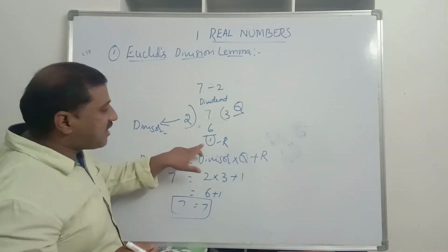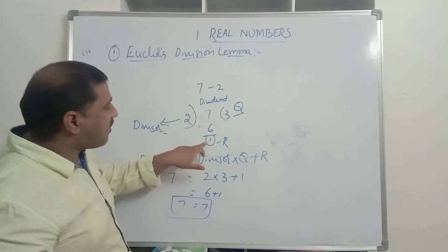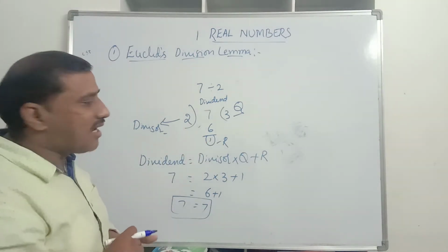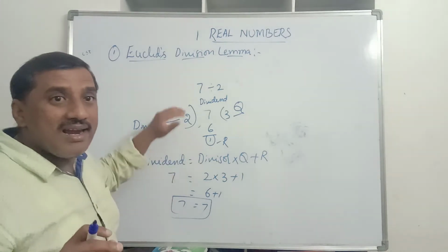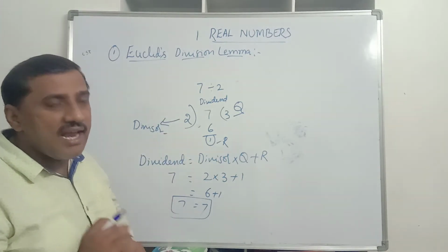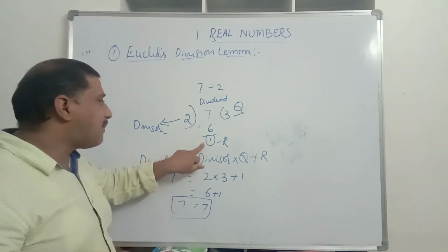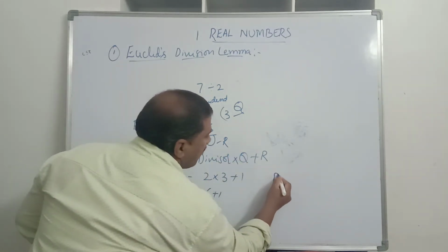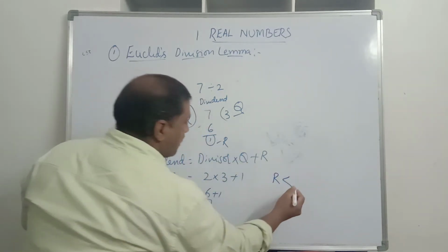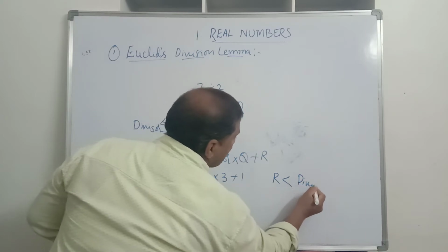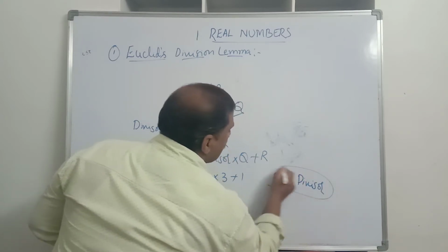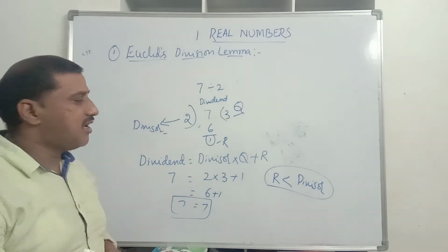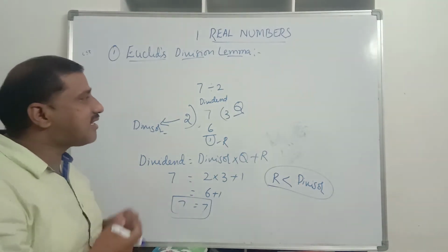What is the relationship between divisor and remainder? Here we got remainder 1, which is less than the divisor 2. We have studied in the lower classes that the remainder will always be less than the divisor. So here you should remember that the remainder will be less than the divisor. This concept only we are discussing under Euclid's division lemma. We will discuss in detail what Euclid's division lemma is.